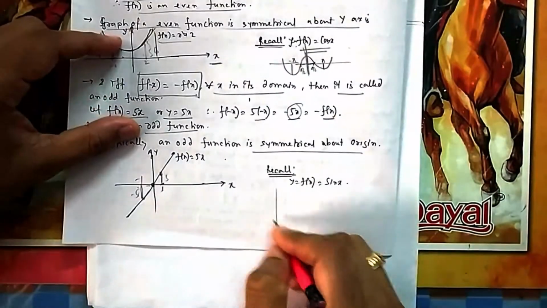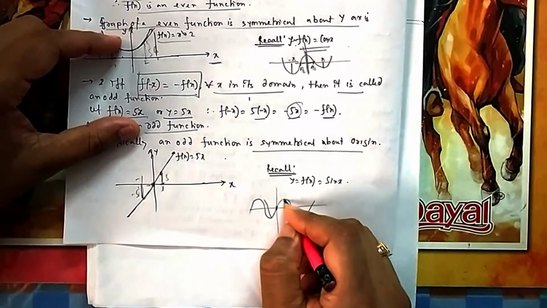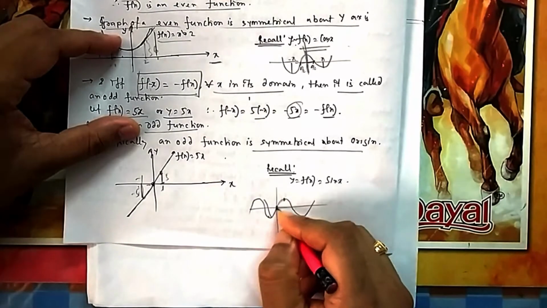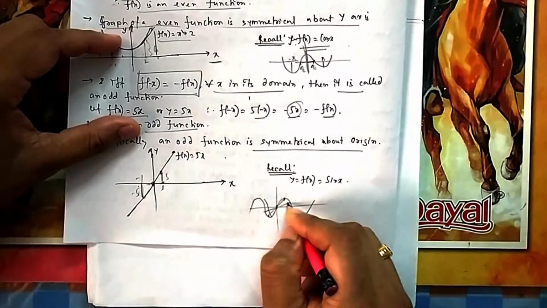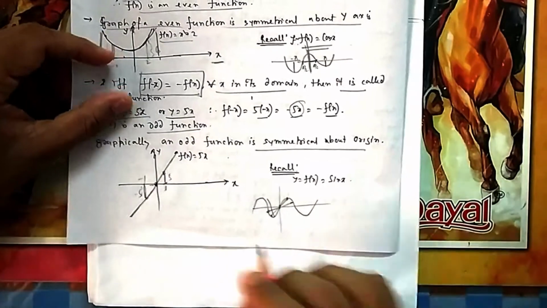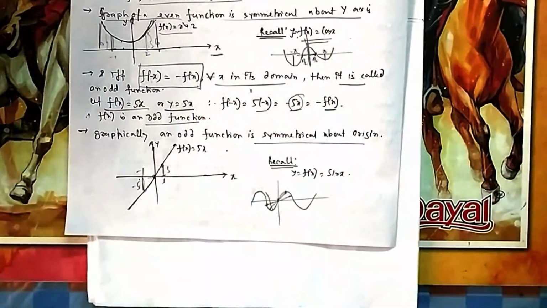You can think of your sin x. For each point you will find a point. You take a reflection on this origin, you will find another point. For this point, you take a reflection, you will find a point. So it is reflection about the origin. So an odd function is symmetrical about its origin, not about a line.